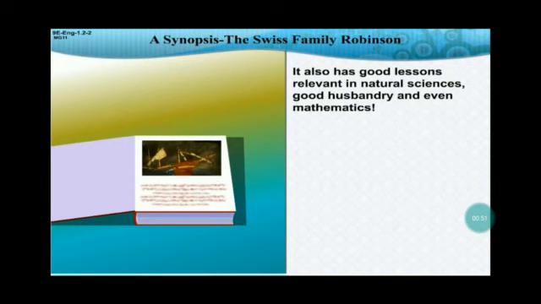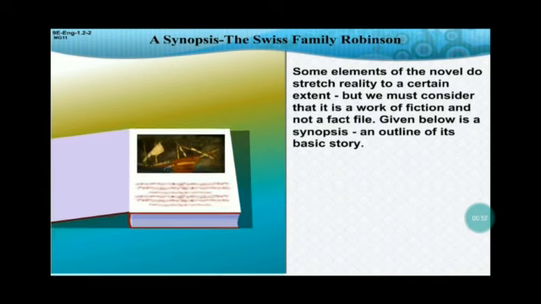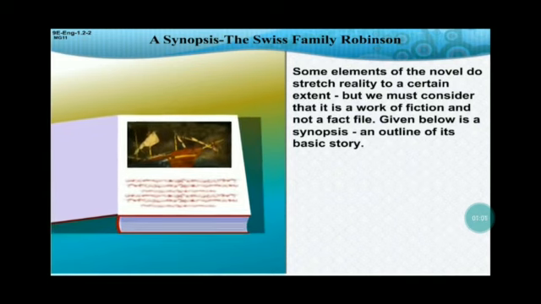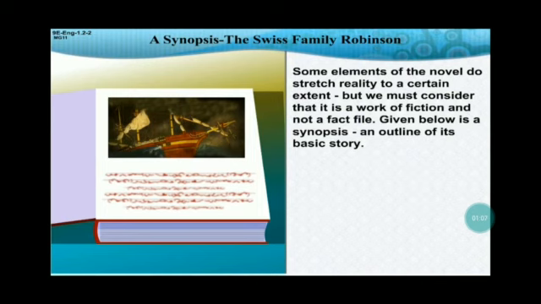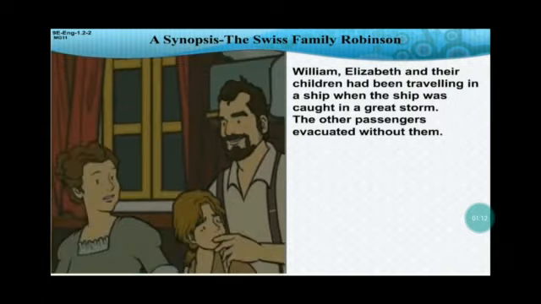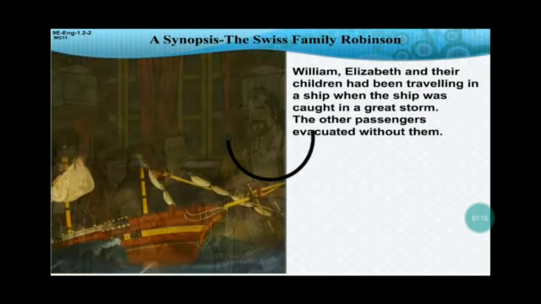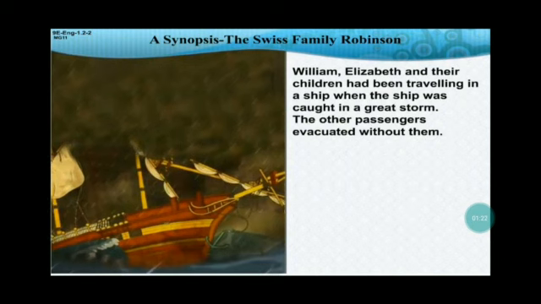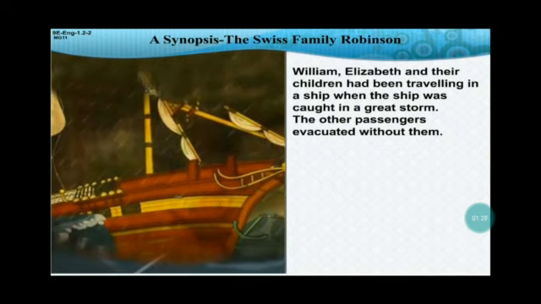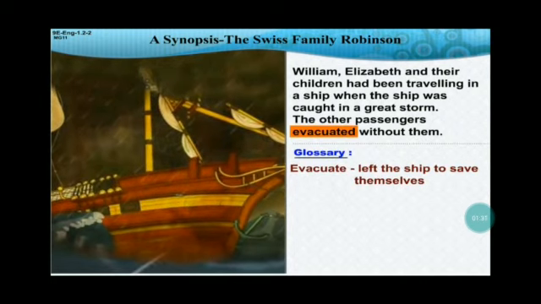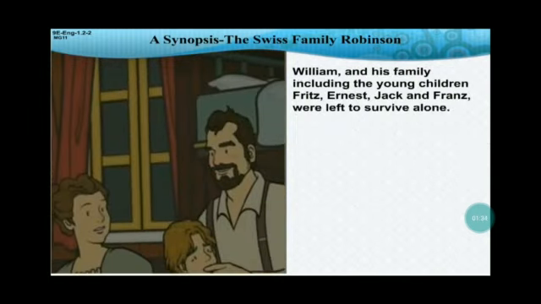Some elements of the novel do stretch reality to a certain extent, but we must consider that it is a work of fiction and not a fact file. Given below is a synopsis and outline of its basic story. William, Elizabeth and their children had been traveling in a ship when the ship was caught in a great storm. The other passengers evacuated without them. William and his family, including the young children Fritz, Ernest, Jack and Franz, were left to survive alone.